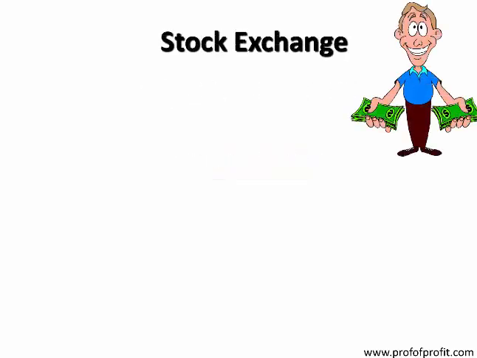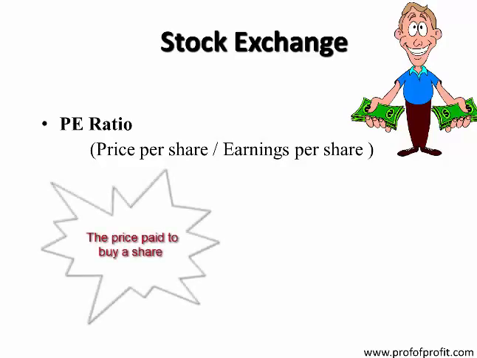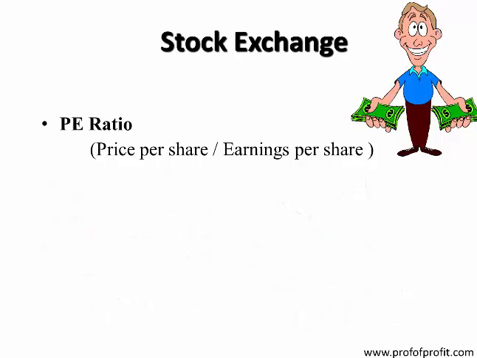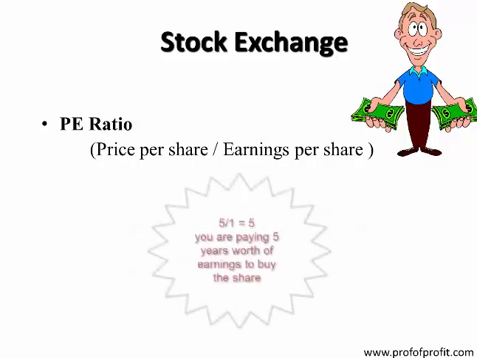If we look at that formula, and it's used a lot within the stock exchange when people are looking to buy shares, that PE ratio is price per share divided by earnings per share. Your price is the price you pay today. The earnings is the earnings that the company has made in the last year or the last time it reported those earnings, divided by the number of shares. So you get the earnings per share. If the price, for instance, is $5 and the earnings is $1, your PE ratio will be 5. That's 5 to 1. You're paying 5 times the earnings to buy the share.